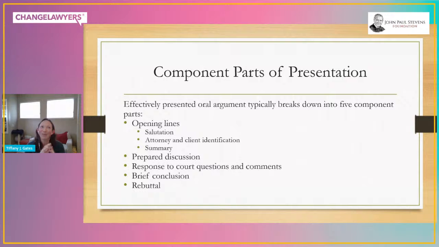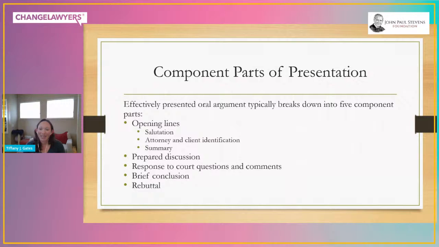But sometimes the argument ends because the court is in the middle of asking you an intense line of questions. In that situation, sometimes I feel that trying to shove a brief conclusion in before you sit down almost feels like you're trying to force it on the court. So instead, you could wrap up by saying something simple like, "Unless the court has any further questions, I'll reserve the rest of my time for rebuttal," or something like that.